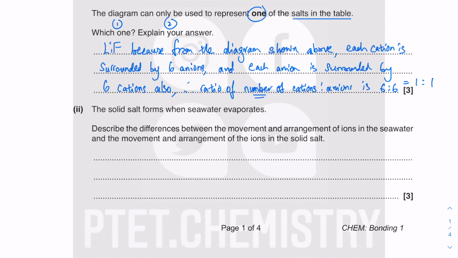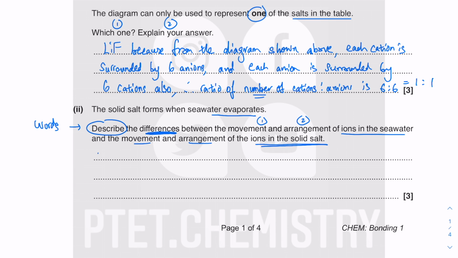Next question. The solid salt forms when seawater evaporates. So when the water leaves, the solids start to form. Describe in words, all right, a lot of words, the differences between the movement and arrangement of the ions in seawater, and the movement and arrangement of the ions in the solid salt.